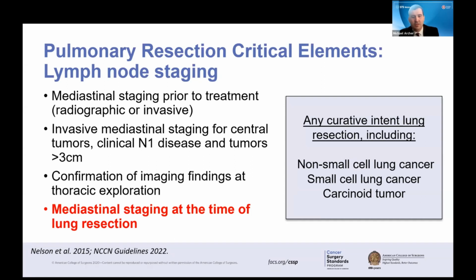I'll now turn things over to Dr. Facktor, who will describe the details of the standard and how compliance will be assessed. Dr. Facktor. Well, thank you, Dr. Archer.